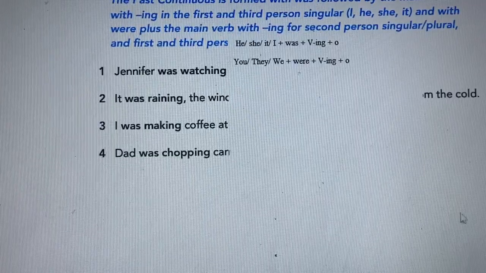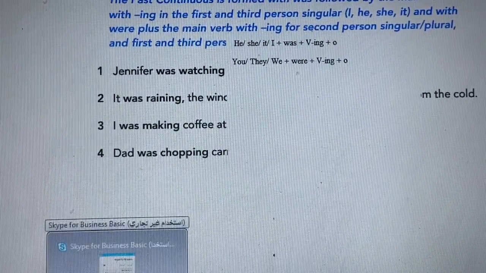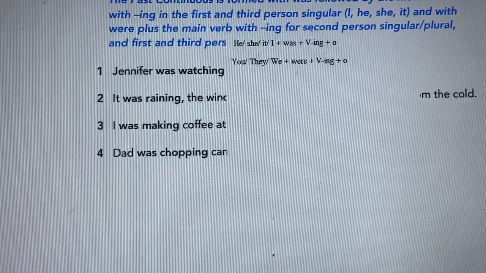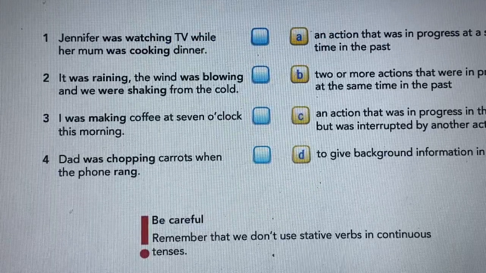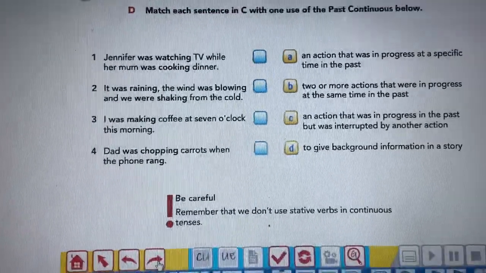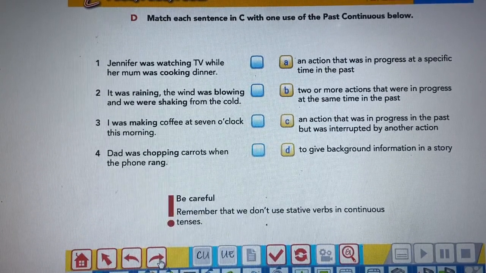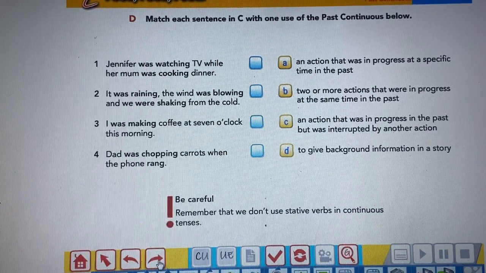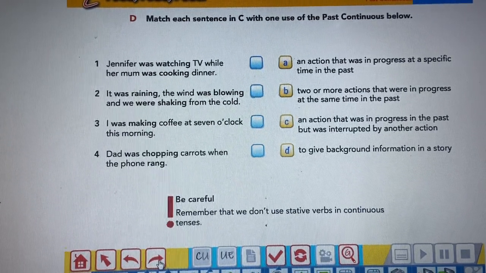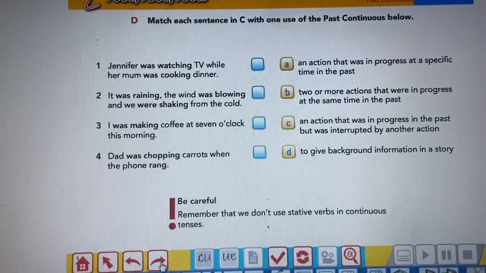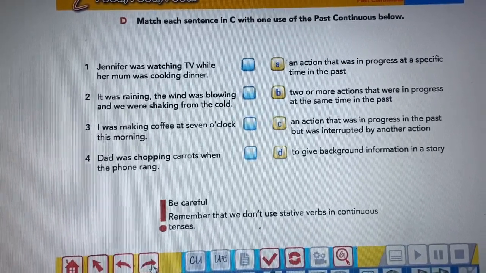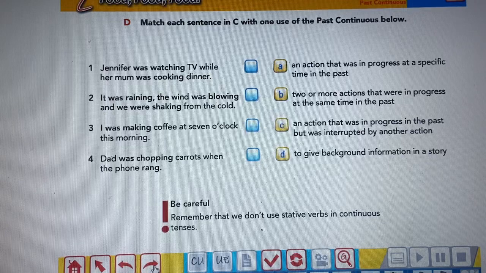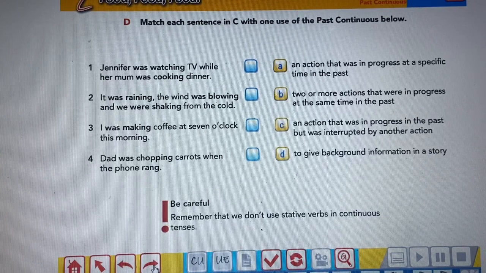Now, let's move to exercise number D. Number D, match each sentence in C with one use of the past continuous below. So, let's match the sentences from 1 to 4 with the uses or the functions from A to D. Let's read them.